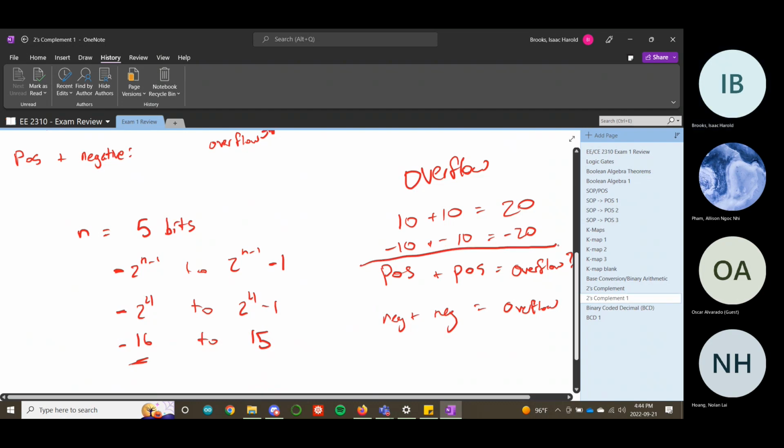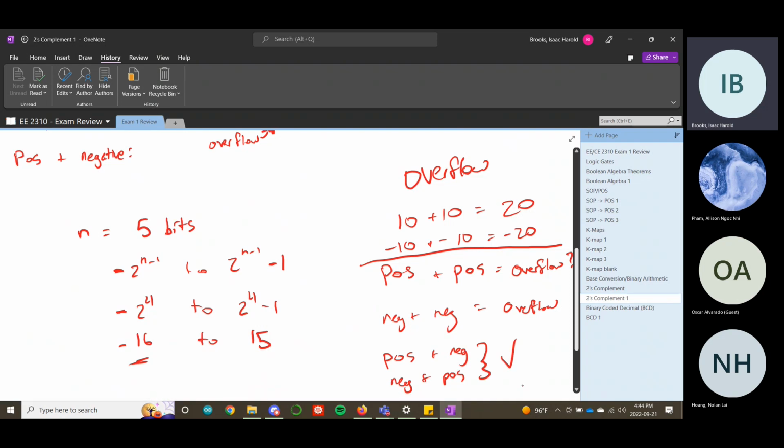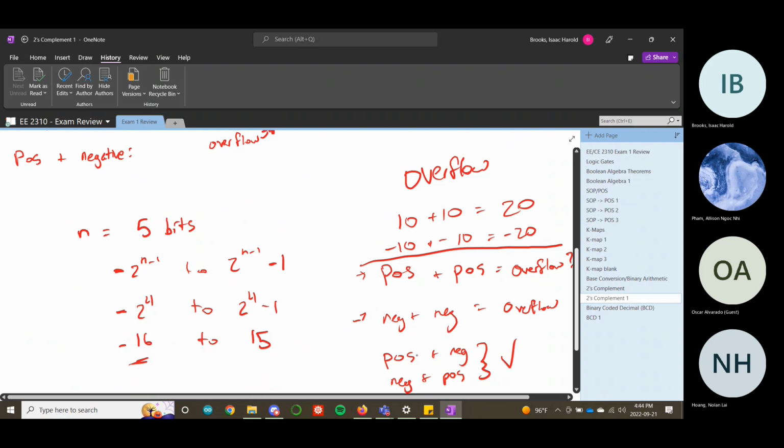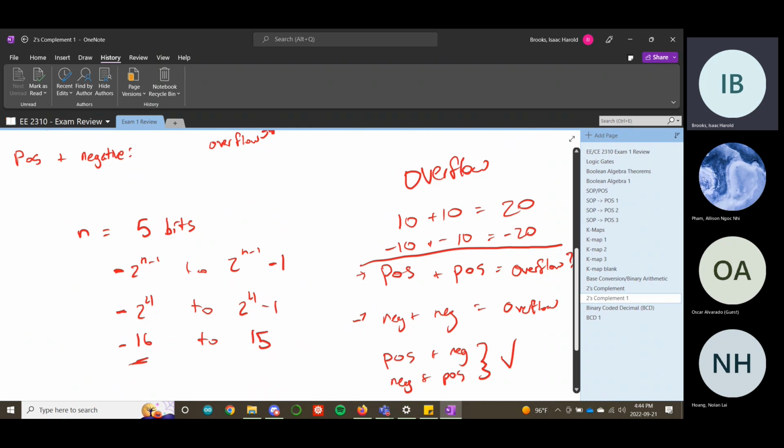But anytime we have positive plus negative or negative plus positive, these are okay, because you're not going to have an overflow that harms your calculations. You might get an overflow bit, but that's fine. We expect that. So I could imagine there being a question about this exact thing: when would there be an overflow? It's possible with positive plus positive. It's possible with negative plus negative, but it's not possible for mixed signs, within the range. Okay, so this is 2's complement.